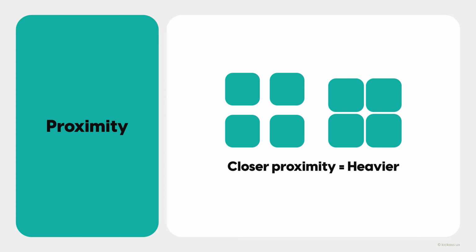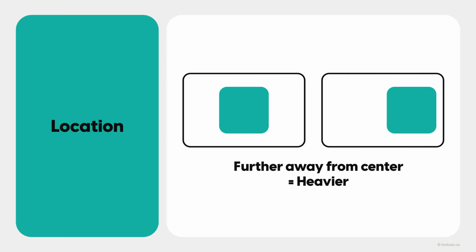Fifth is proximity. Elements in close proximity to one another in an area provide the perception of more visual weight in that area. For example, the 4 squares on the right draw our eyes slightly more than the 4 on the left because the space between elements is less. And last, location. An object's visual weight increases as it gets further away from the center of the composition. For example, look at the 2 canvases below.